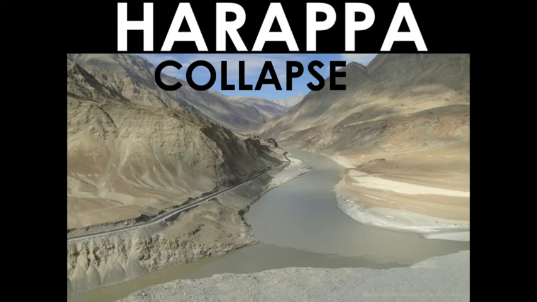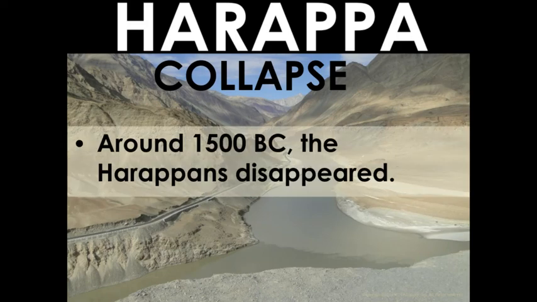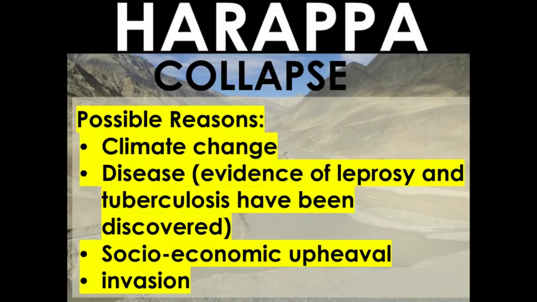The collapse. Around 1500 BC, the Harappans disappeared. Now, there's many theories. Some possible reasons for this will be the climate change, which could have been caused by the tectonic plate movement, possibly changing the flows of the waters. Disease. The evidence of leprosy and tuberculosis have been discovered. Socioeconomic upheaval, which could be caused, again, by many factors, or it could be invasion. They could have been conquered and taken over.